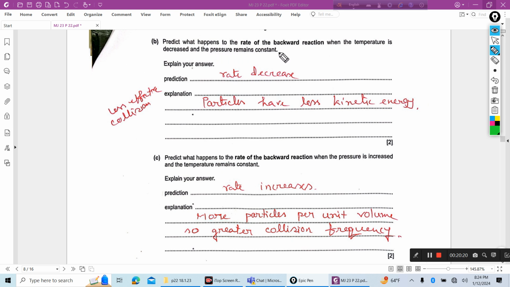Predict what happens to the rate of backward reaction when the temperature is decreased and the pressure remains constant. If you increase temperature, the rate of reaction increases. If you decrease temperature, the rate of reaction decreases. So here the temperature is decreased, the rate decreases. Why? Particles have less kinetic energy, so less effective, less successful collisions occur.